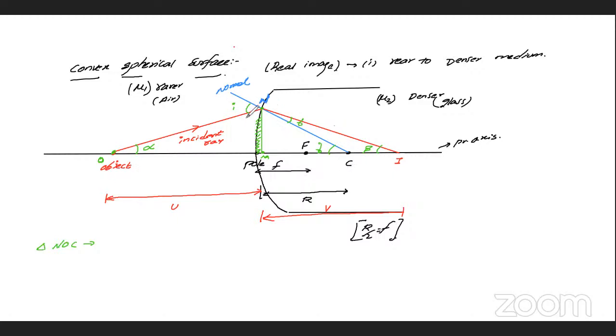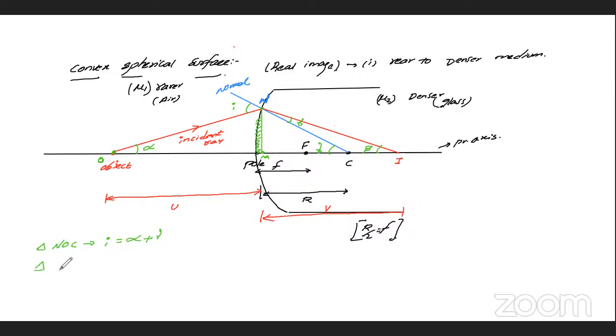So from the triangle NOC, the exterior angle is I. The exterior angle is nothing but the summation of your interior angles. From this relation, we can say I is your exterior angle, which is equal to your interior angles, that is alpha and gamma. So I is equal to alpha plus gamma from the triangle NOC.